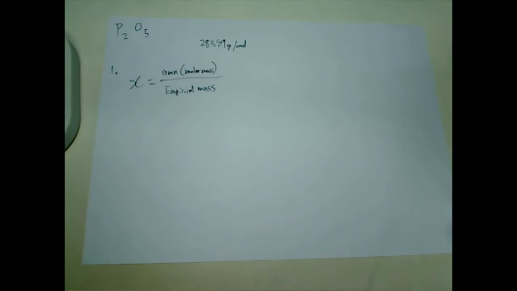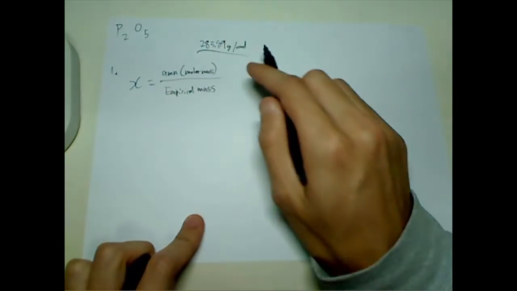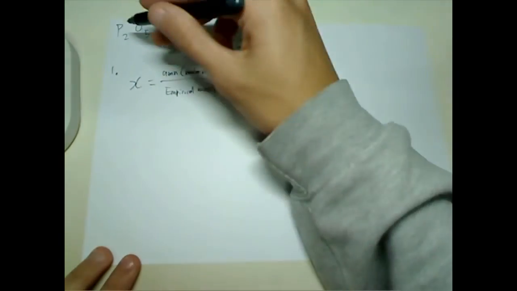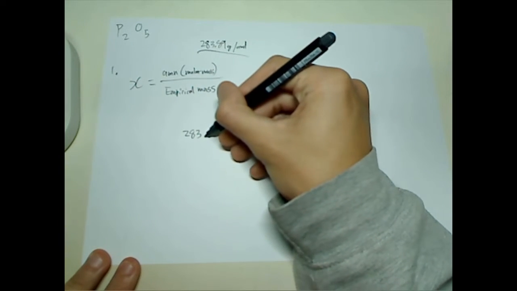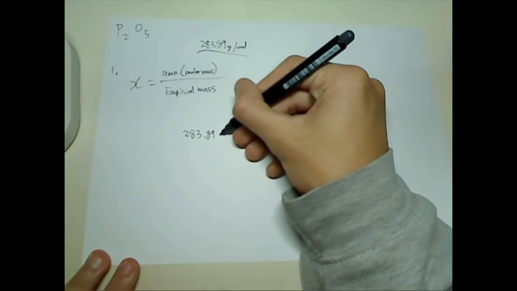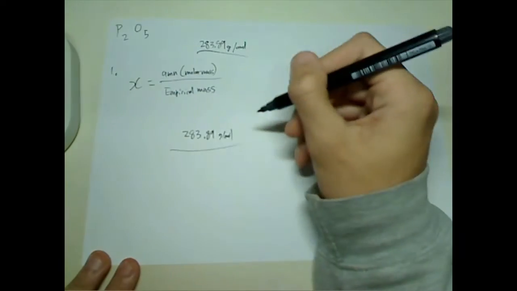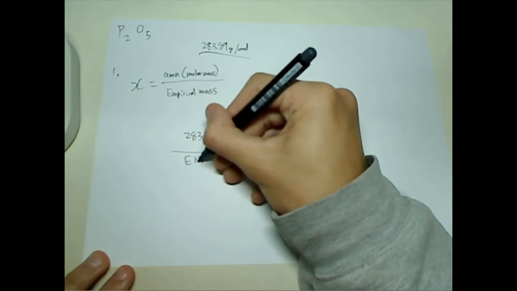So first step, we can just plug in what we know. X we don't know, empirical mass we can find out later, but right now what we do know is the AMU, which is this number right here. The AMU of P2O5 is 283.89 grams per mole over empirical mass. Just write EM for now.